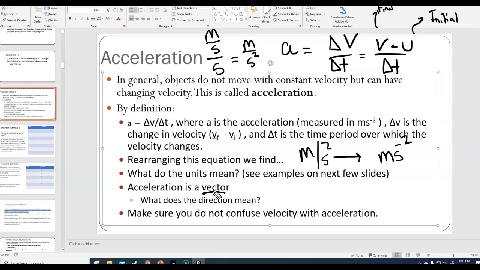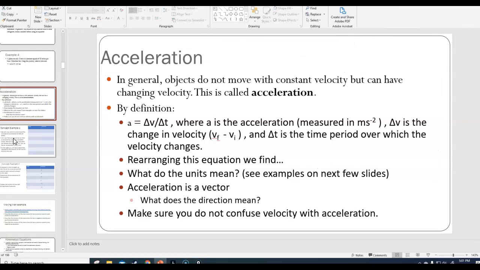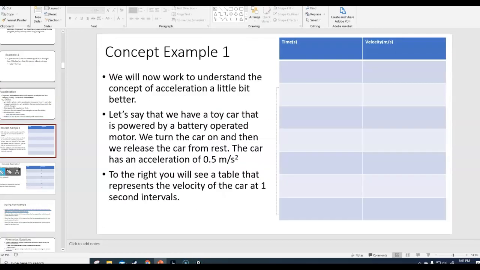Now let's do some concept examples so that you can get a better feel for the concept of acceleration. Pause it here if you need to finish writing this down. To understand the concept of acceleration, let's say we have a toy car with a battery-operated motor. We turn the motor on, put the car down, and release the car from rest.